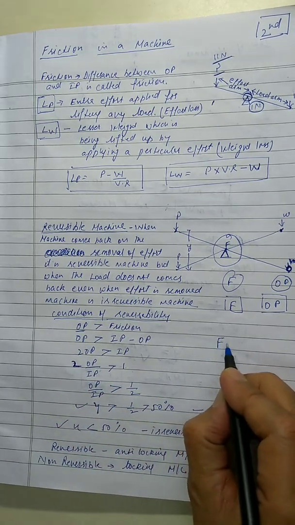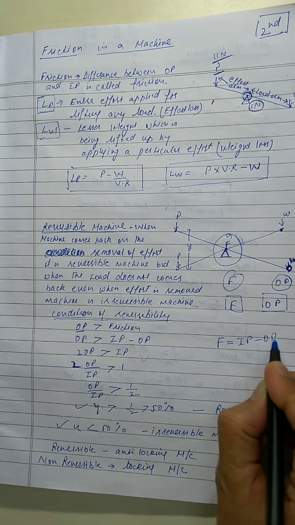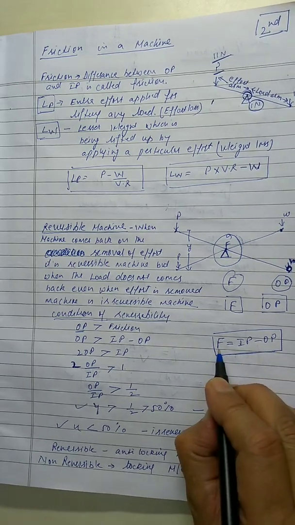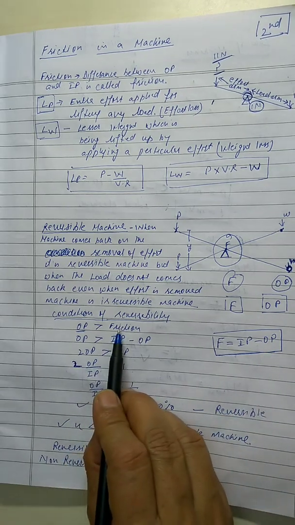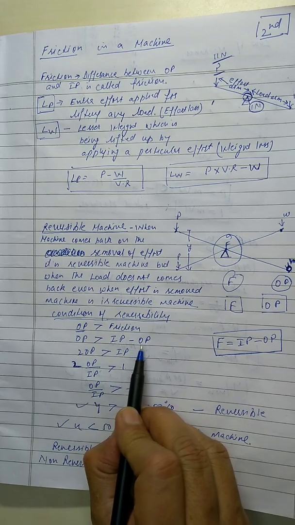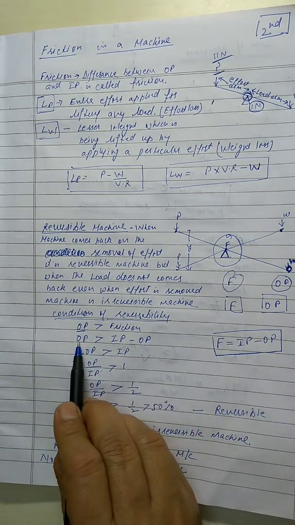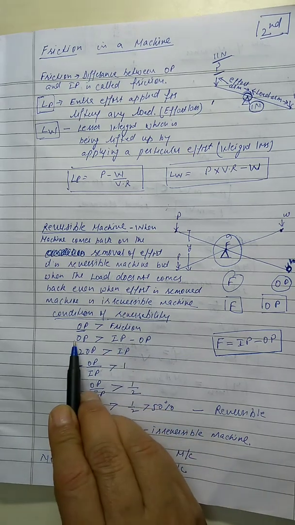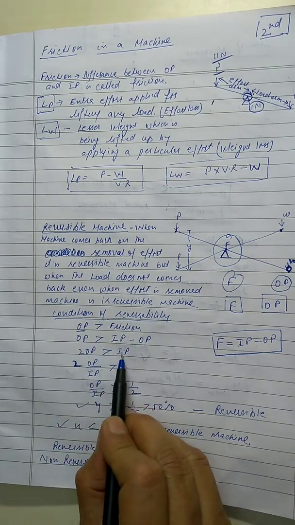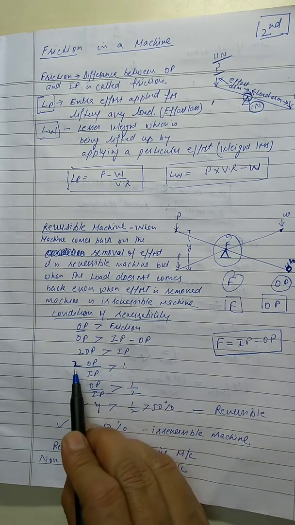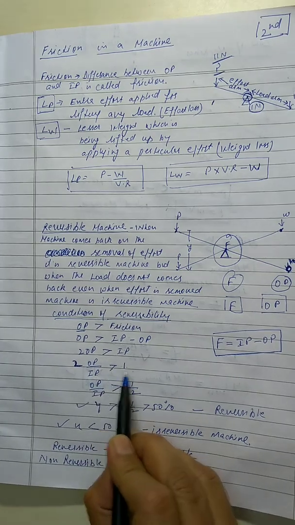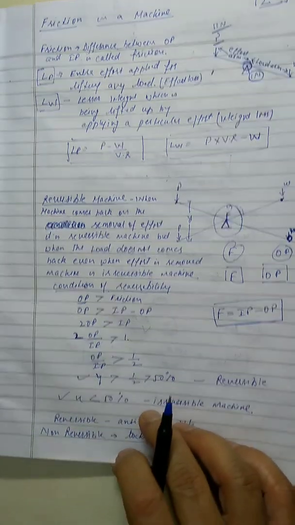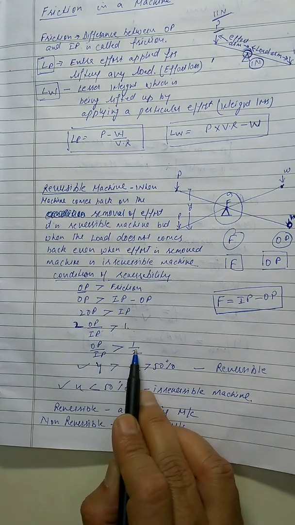But you know, friction is equal to input minus output. I have told you this in the definition of friction, that friction is the difference between input and output. So here instead of friction, you can write input minus output. So the equation becomes: output is greater than input minus output. Now take output to the other side of the equation. It becomes 2 output is greater than input. Take input here. It becomes 2 output upon input is greater than 1. If you take 2 to this side, then the equation becomes output upon input is greater than half.